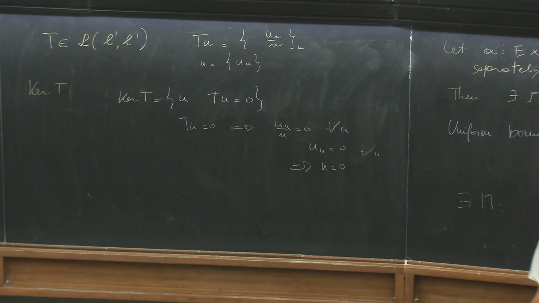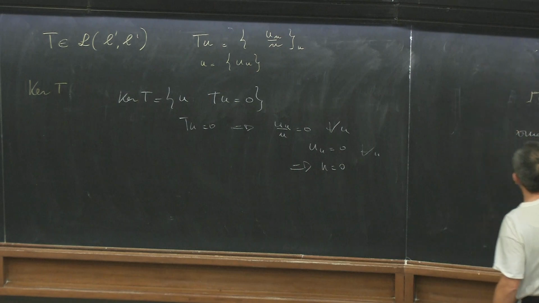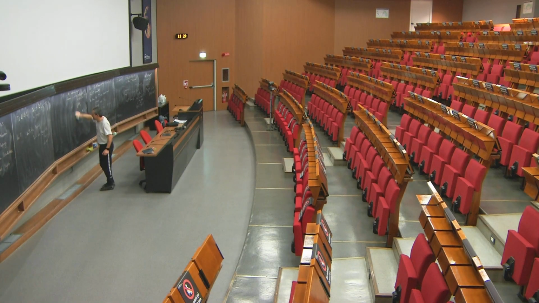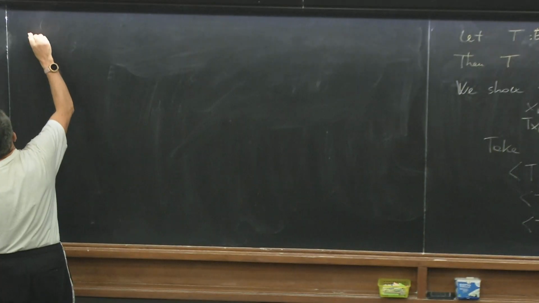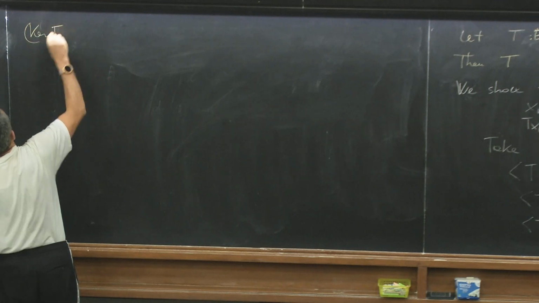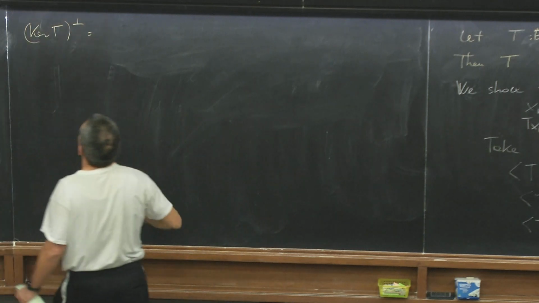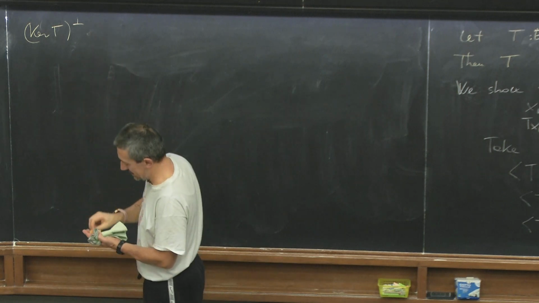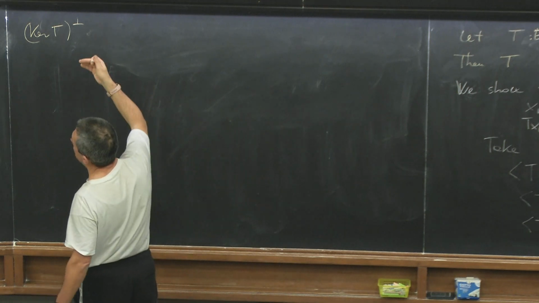Okay, so now what is the orthogonal of the kernel? You remember we had this orthogonality relation when we were studying the Hilbert spaces. So what is the orthogonal? The full L infinity. So the dual space, L infinity. Yes, first of all, it's in the dual.